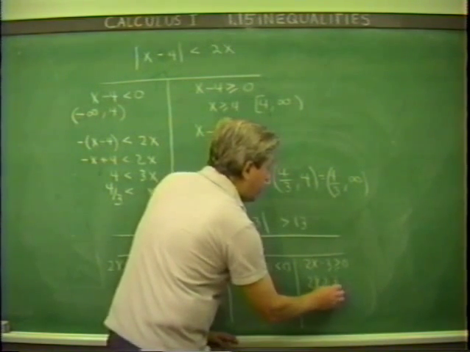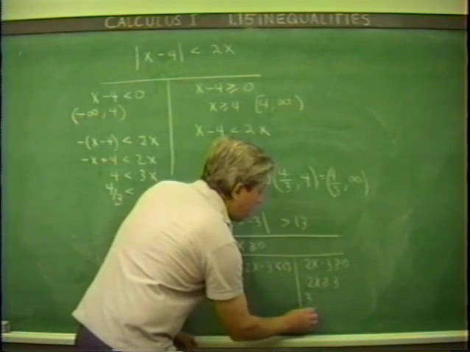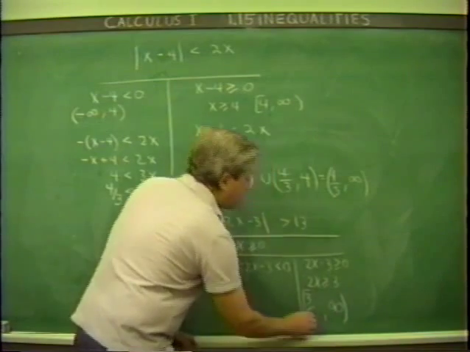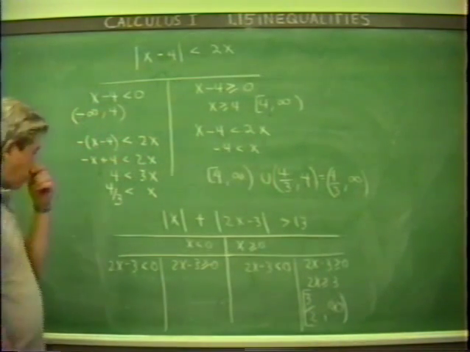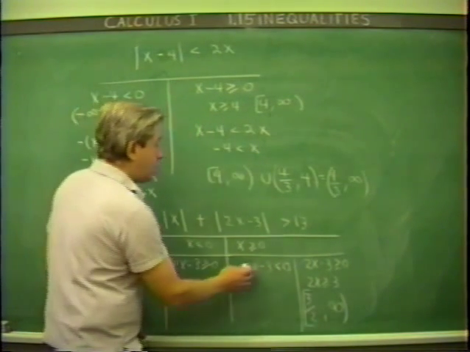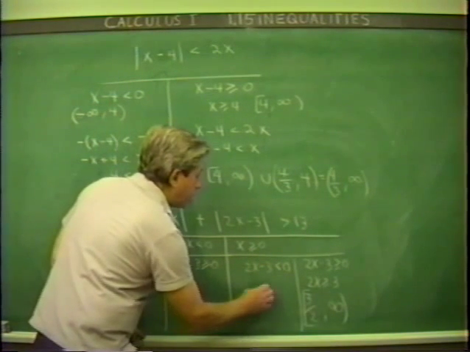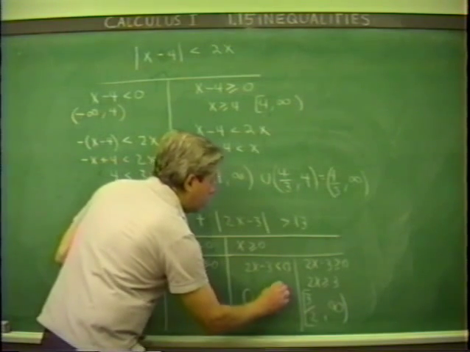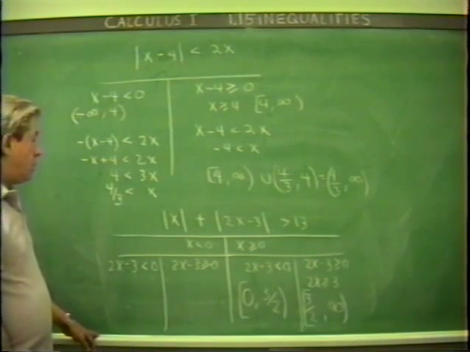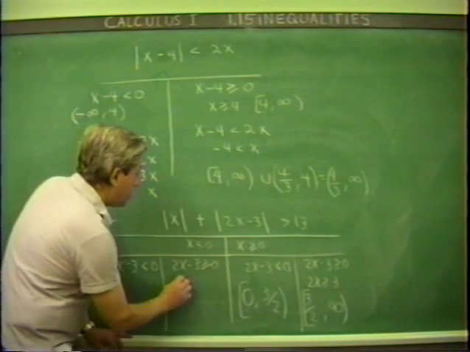What are the numbers in each case? Well, these are the numbers when x is greater than or equal to 0 and 2x is greater than or equal to 3, or x is greater than or equal to 3 halves. So from 3 halves to infinity. This collection of numbers is when x is greater than or equal to 0 and x is less than 3 halves. So from 0 to 3 halves is this collection of numbers.